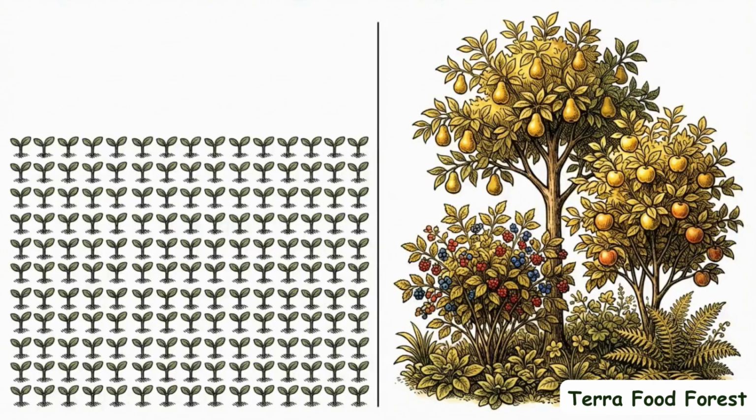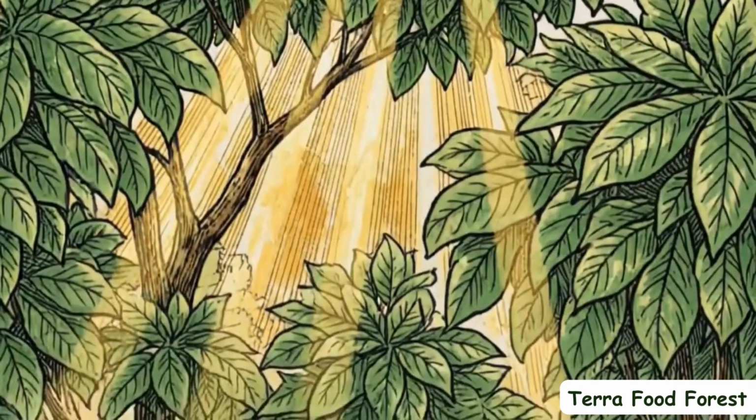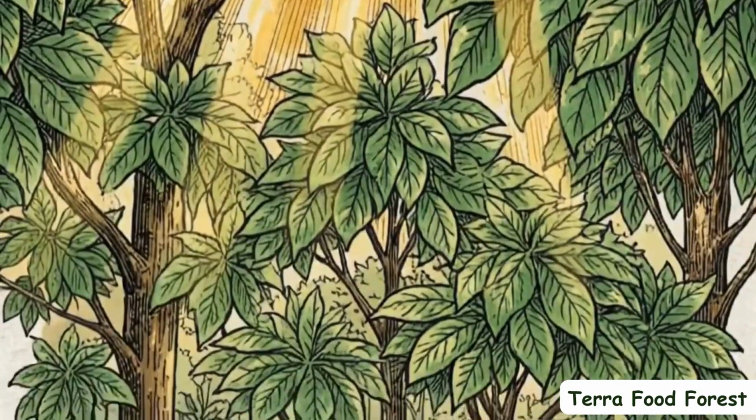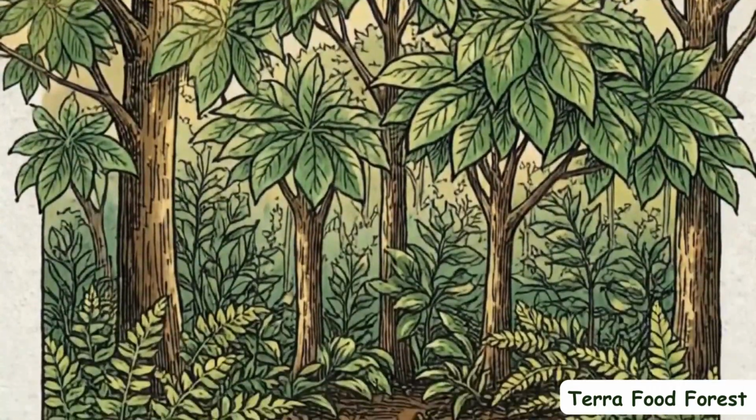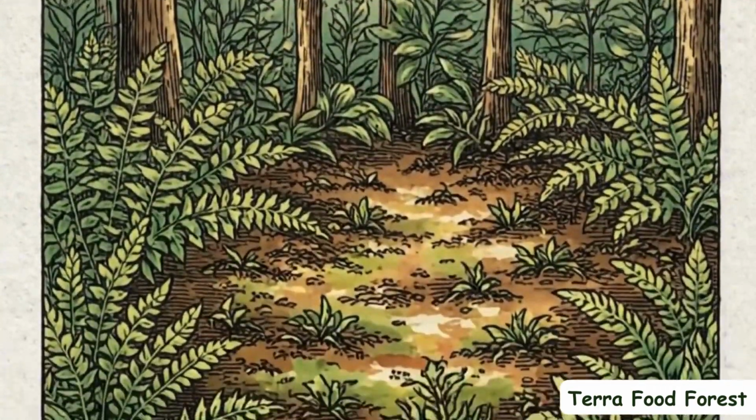Transitioning from these 2D flat rows to 3D vertical layers allows us to intercept solar energy that would otherwise be wasted on the ground. It's how we capture every available drop of light from the sky down to the soil.